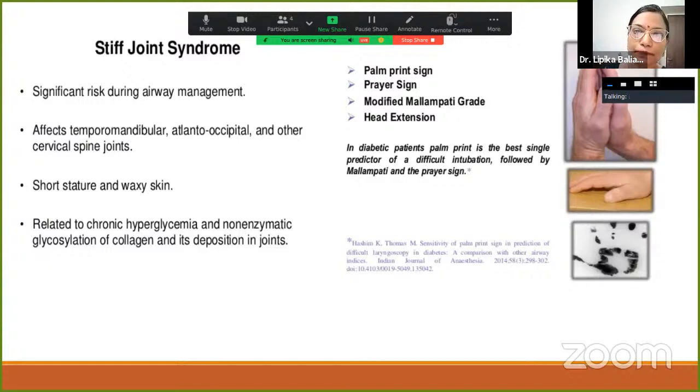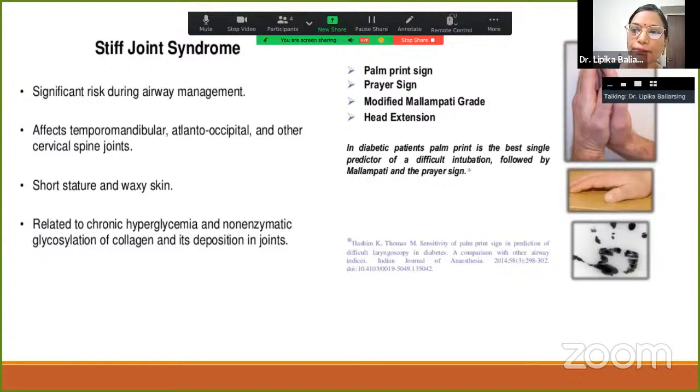So here we look for the palm print sign and prayer sign, and along with these two signs, we do the Mallampati grade assessment of the airway, and we check the head extension also. And it is proved by various studies that in diabetic patients, palm print is the best single predictor of difficult intubation, followed by Mallampati and the prayer sign.